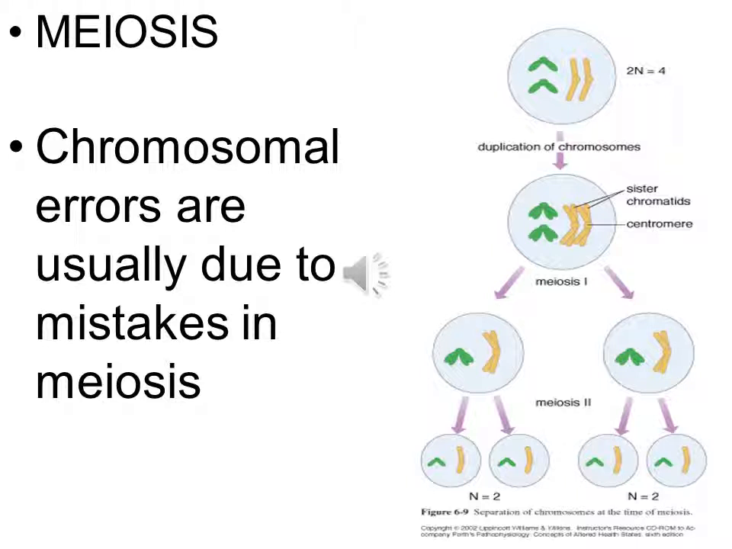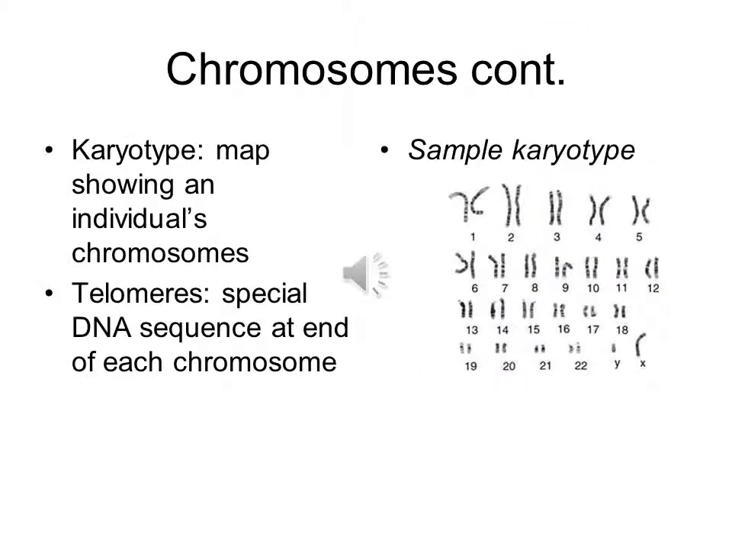If a mistake occurs during this process, we can end up with an extra chromosome in a gamete or being short a chromosome in a gamete. Sometimes we also can end up with an entire extra set of chromosomes in a gamete. And of course, any deviation is going to cause problems if that gamete happens to be involved with fertilization.